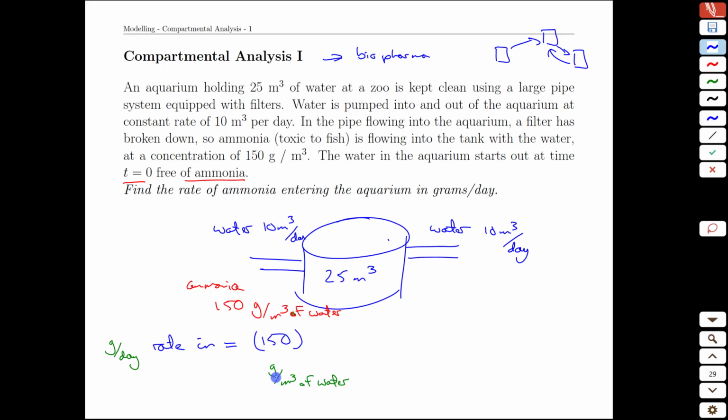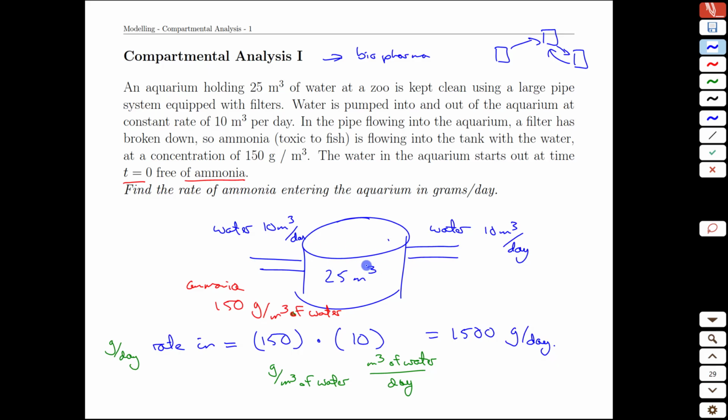And so what we would do if we want to get rid of this meters cubed is we would multiply by how many meters cubed of water do we have? Well, you have 10 meter cubed of water per day. Cancel our units, we get grams per day, and so we are gaining 1,500 grams per day. Perfect. We now know how much ammonia is flowing into this tank.